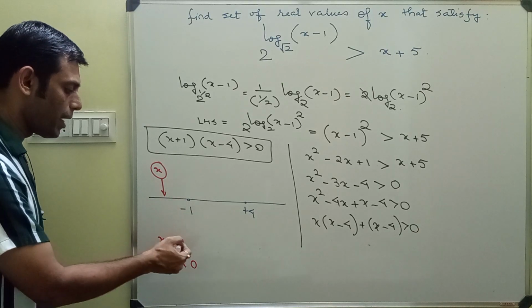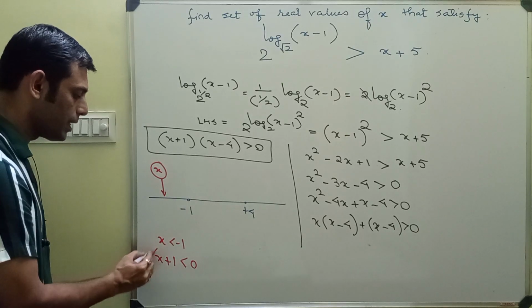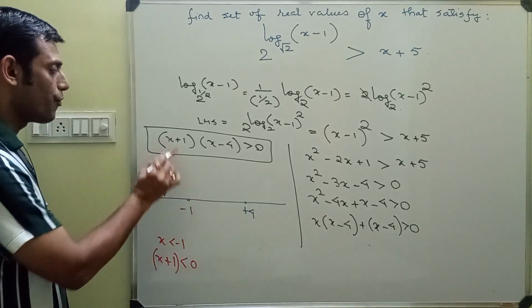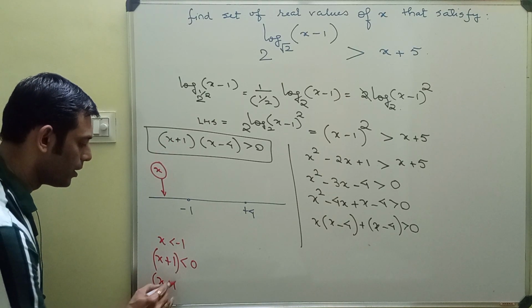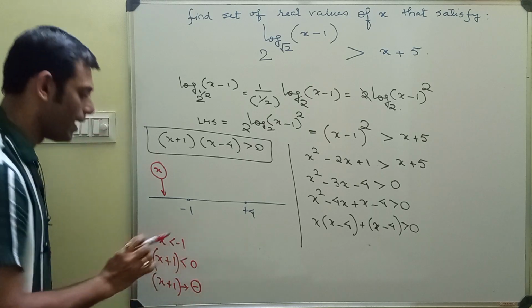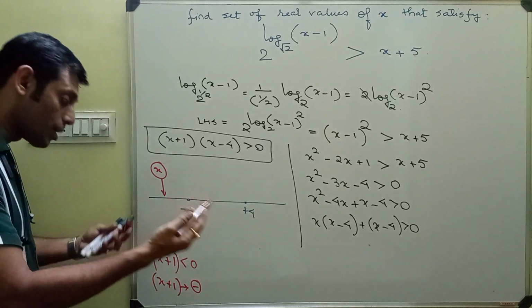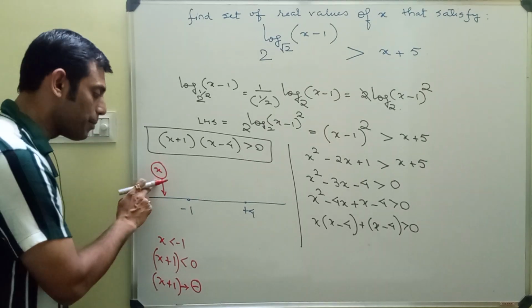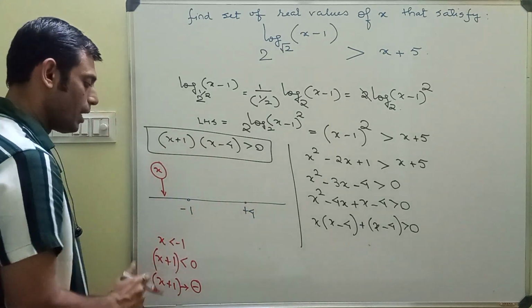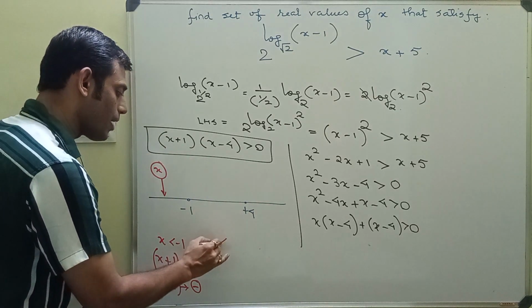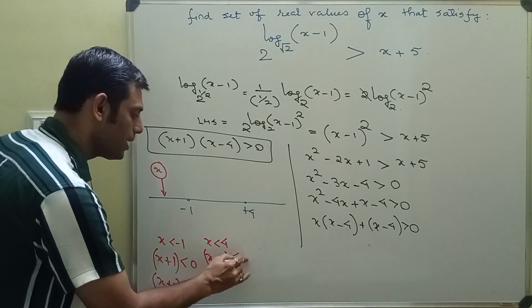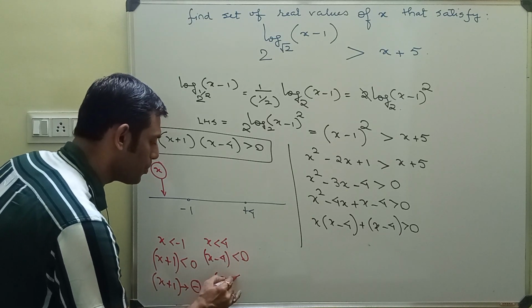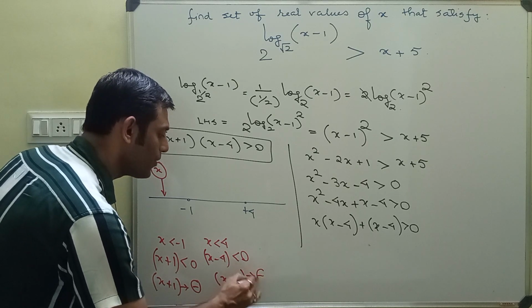X is less than minus 1. Then x plus 1 is less than 0. This factor turns negative. x plus 1 is a negative value in this region. Similarly, x is less than 4. That means x minus 4 as a factor is less than 0. That means x minus 4 is negative again.